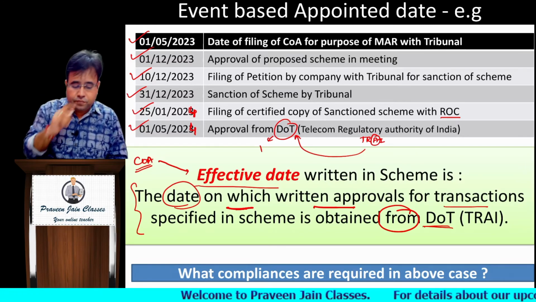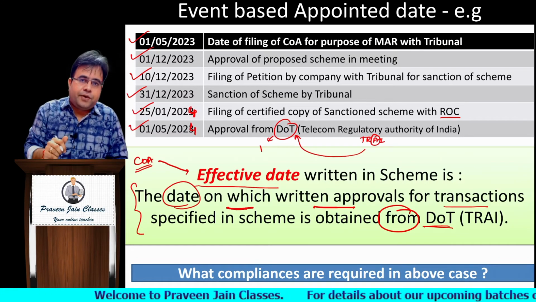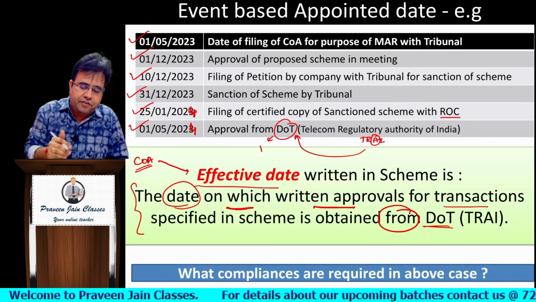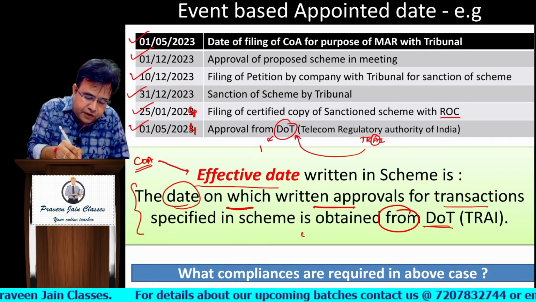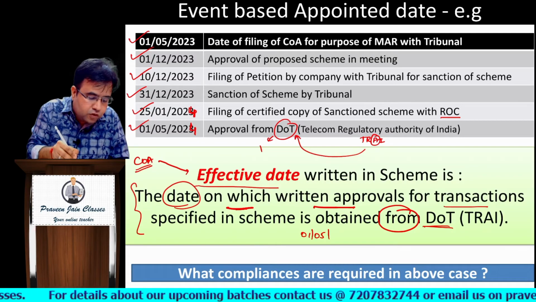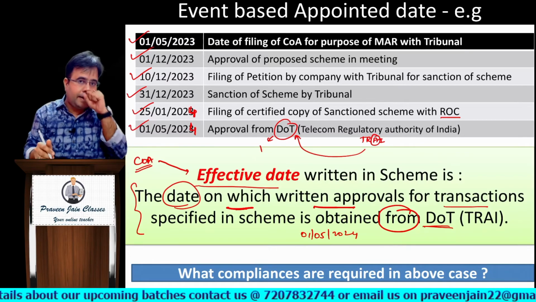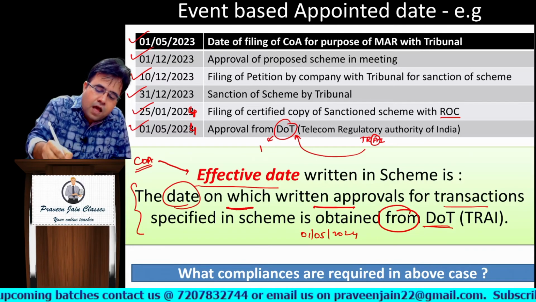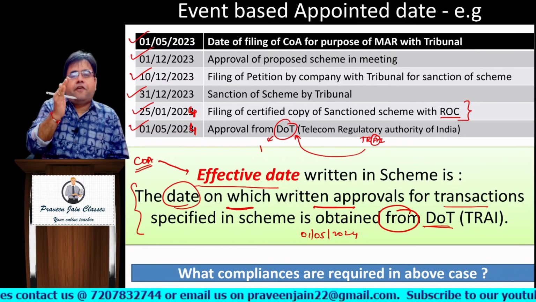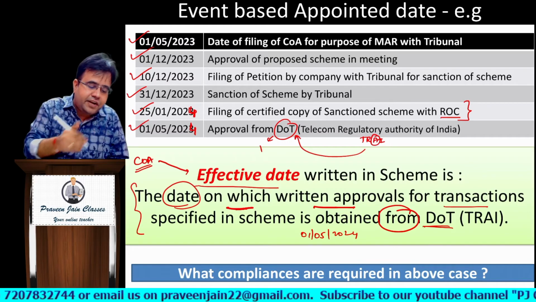Now tell me, sir, which date will be the effective date? Obviously, the effective date will be 1/5/2024, sir. Agreed or not, sir? Yes. Now tell me, sir, did you file an application with the ROC? The answer is yes. When did you file, sir?